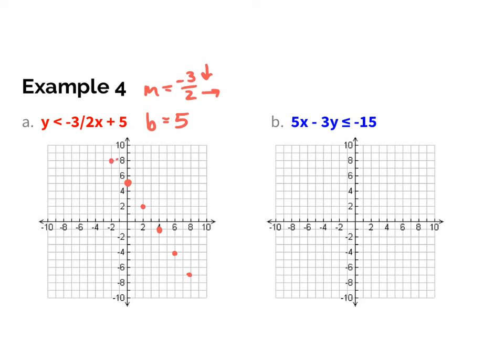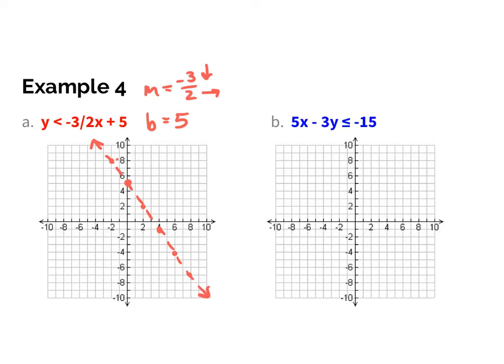Now I'm going to graph the line. Before I get ahead of myself, I've got to pause for a second. Notice the inequality symbol says less than. Based on what we just talked about, if it says less than, that means we are going to draw a dashed line. Essentially, a dashed line is saying all those points that I just plotted are not a part of my solution.